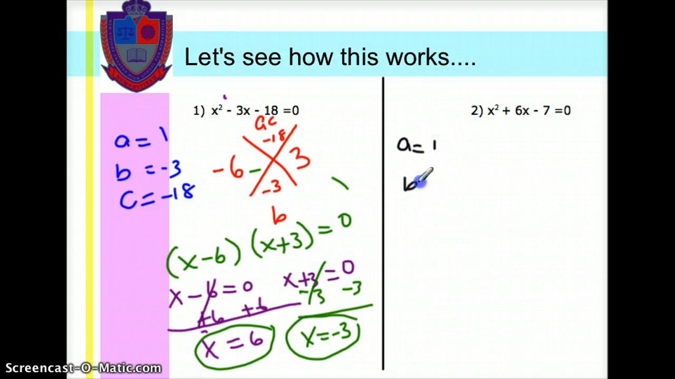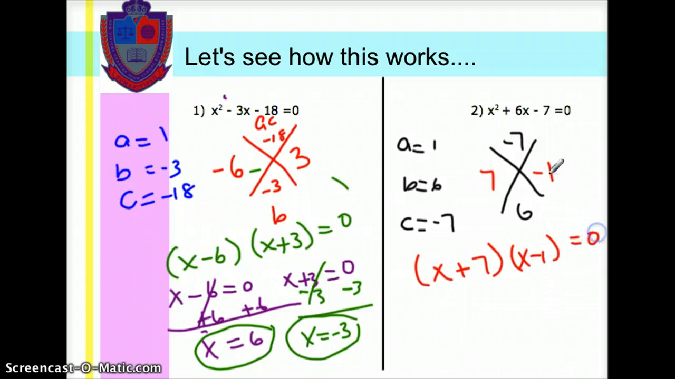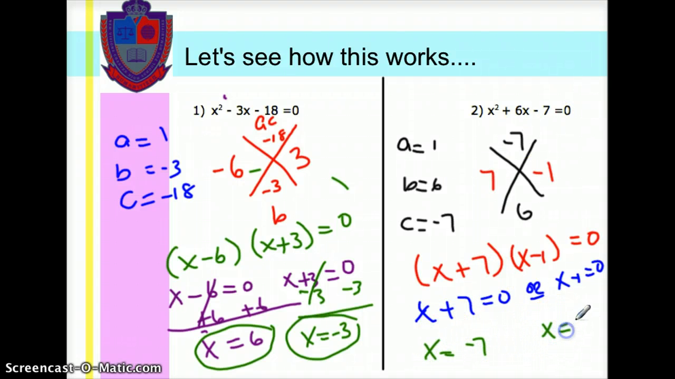Now let's take a look at this here. A is equal to 1, B is equal to 6, C is equal to -7. A times C is -7, and 6 at the bottom. Perfect. Two numbers, when I multiply them, I get -7, but when I add them, I get a positive 6. Yep, 7 and -1. So we write this as x plus 7, x minus 1, but remember, now we're solving, so we make them equal to 0. So set this up as x plus 7 equals 0, or x minus 1 equals 0. And when we solve this, we get x equals -7, or x equals +1.